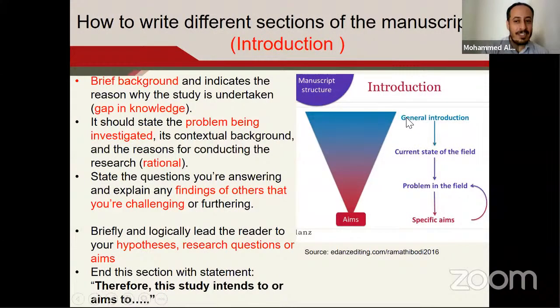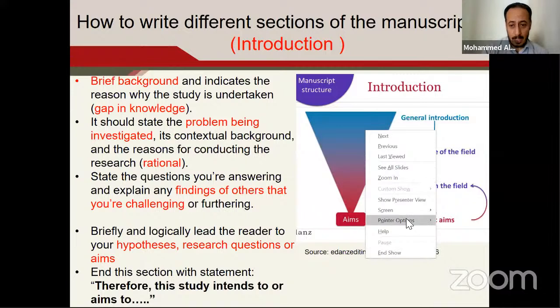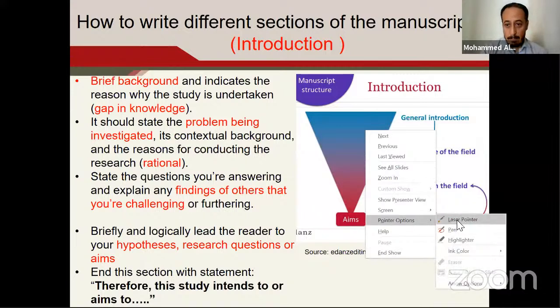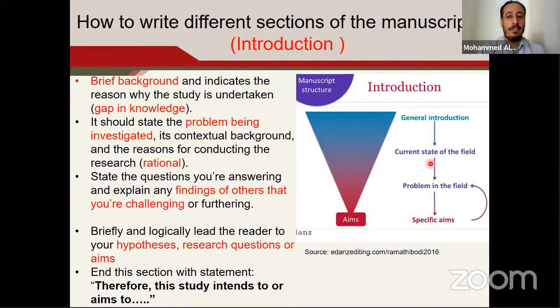Remember, you should start from a general introduction, general background about your topic, and then try to narrow down until you end up with your hypothesis and then the aim of the study. So it starts with a general introduction. You have here the literature, the one that you have asked. Let me just get the pointer. Current state of the art, and it should be up to date.